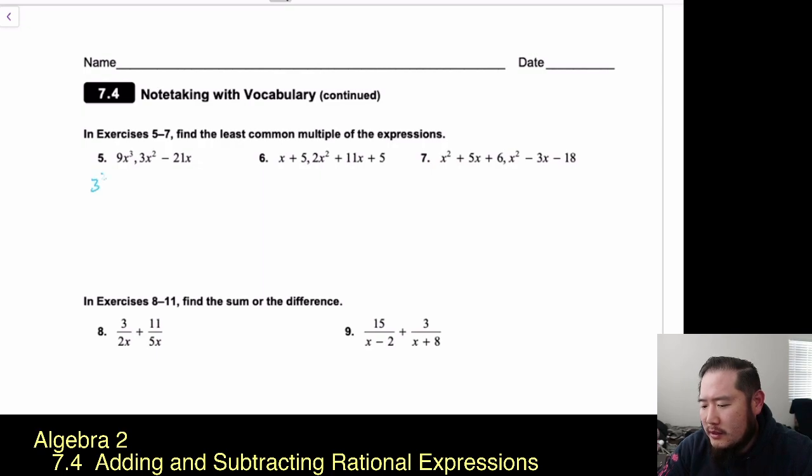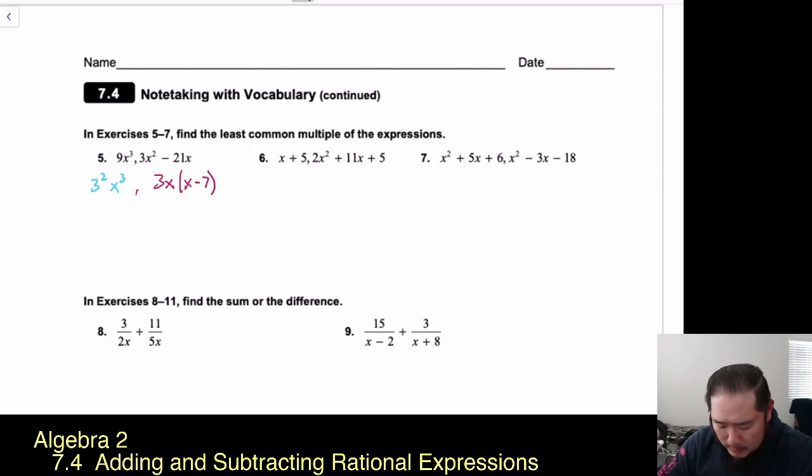How about the next one, which is a binomial? Well, it looks like I could factor some stuff out. How about I factor out a 3x? Okay, and then from there, I end up with x minus 7. So now I'm looking at what the highest powers of each term are, and then we'll put it all together.